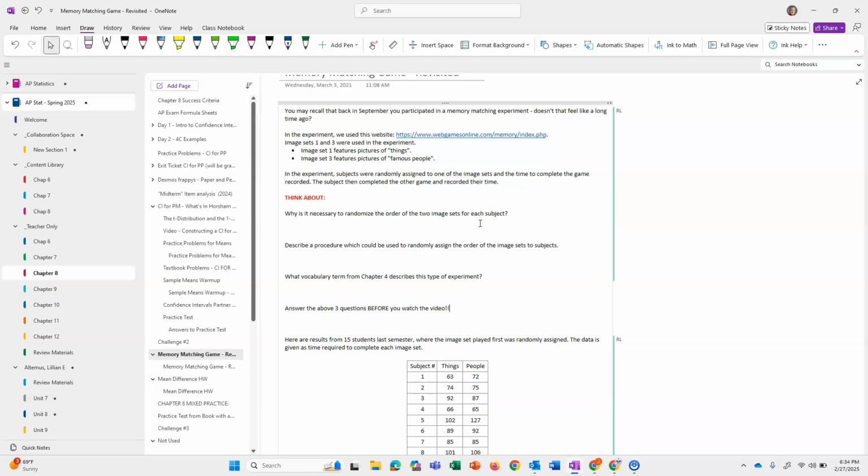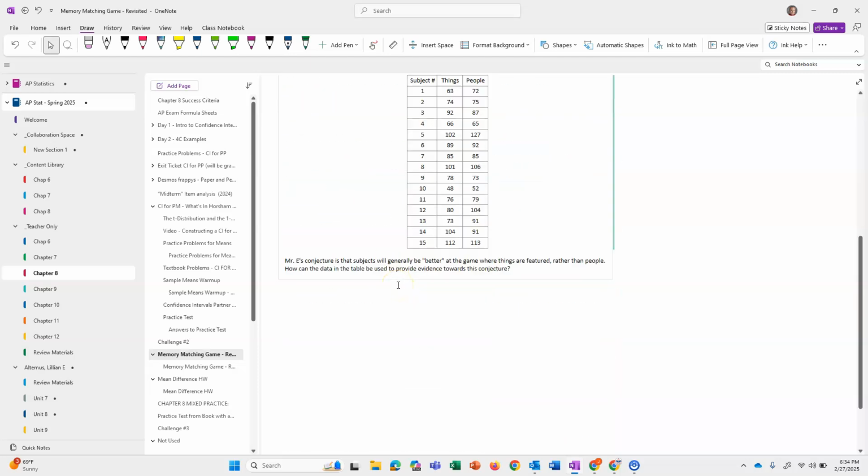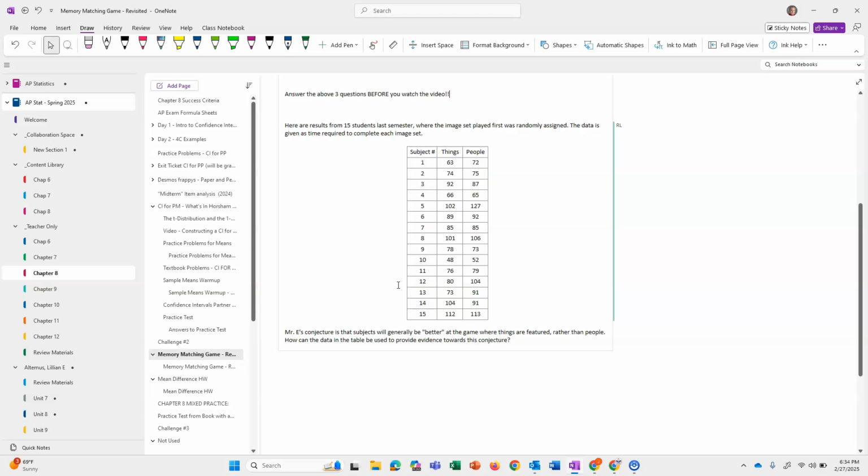So we're going to take these results then, and we're going to see if we can come up with a confidence interval to see if we can answer Mr. E's conjecture down there. So here are the results from 15 students last semester. The image set played first was randomly assigned. The data is given as the time required to complete, and you can see the different times in seconds for each one. My conjecture is that subjects will generally be better at the game where things are featured rather than people.